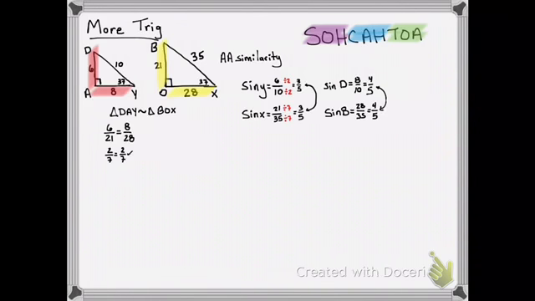Well, it doesn't matter. Their ratios, their sines and their cosines, still work out to be the same as long as the angles match. If the angles don't match, this is not true. We have to have similar triangles, and the only way we have similar triangles, angle similarity, is if the angles match.